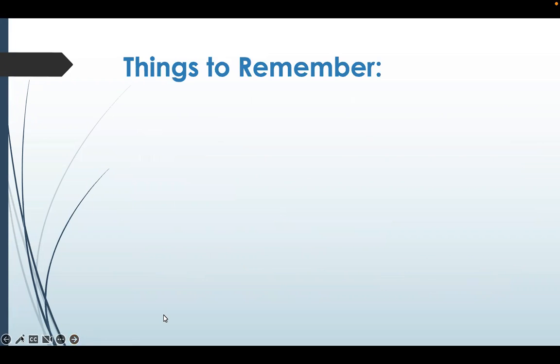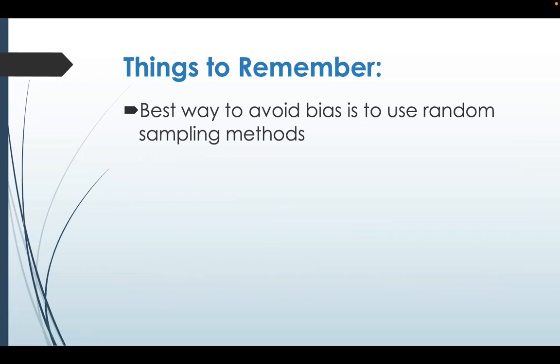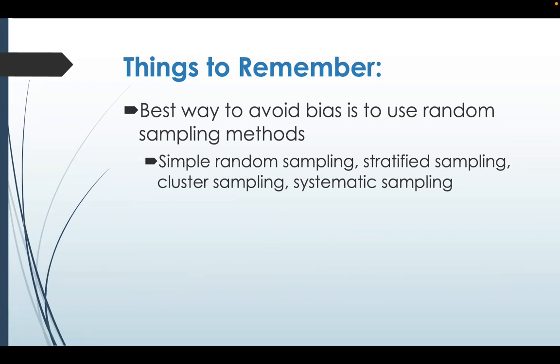Now, a few things to remember when we're talking about sampling and bias and all of this: the best way to avoid bias is to use random sampling methods. So we want to avoid convenience sampling, like the example I gave about the city and only talking to people on the east side. That's convenience sampling. So we want to avoid that. So we want to use simple random sampling, stratified, cluster sampling, systematic.